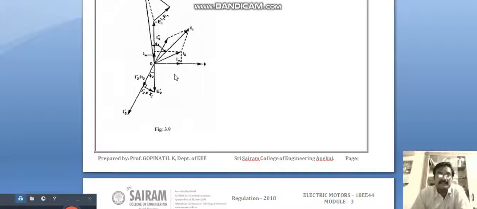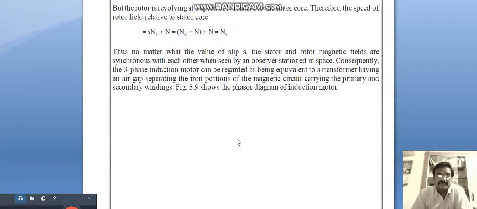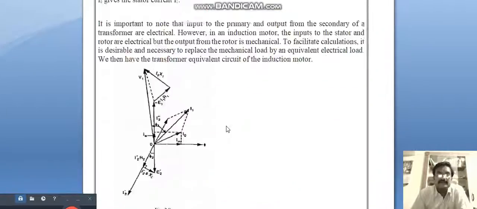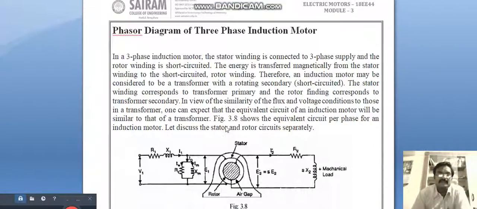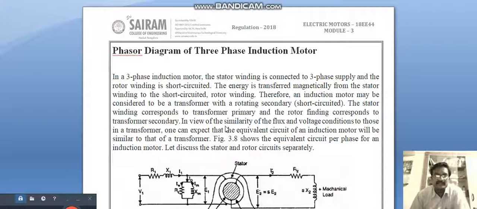In this phasor diagram, it shows the values. So it's just like a transformer; the three-phase induction motor is just like a rotating transformer. The primary here is the stator, and the secondary here is the rotor. So that's why it's called a rotating transformer. We are not giving any supply to the rotor in the case of three-phase induction motors.